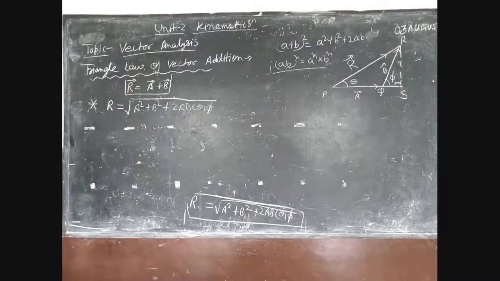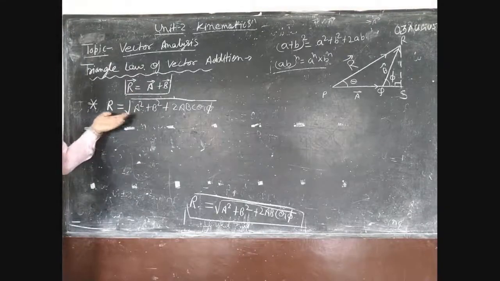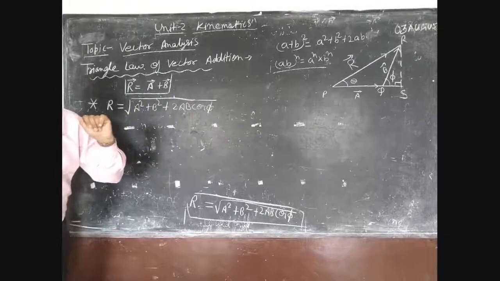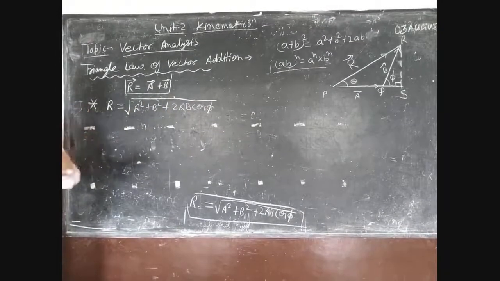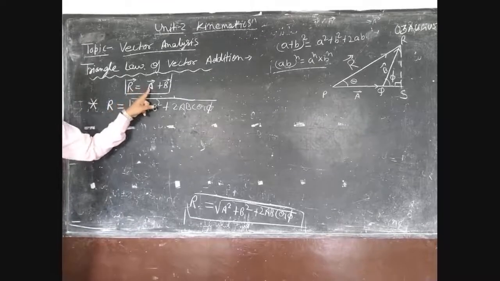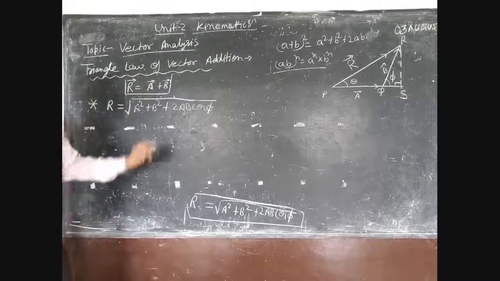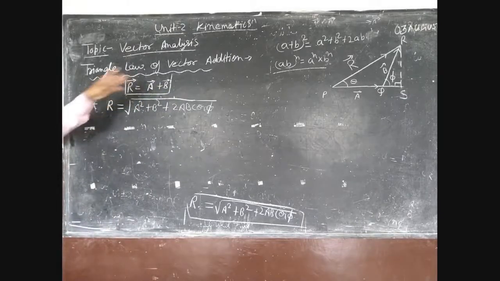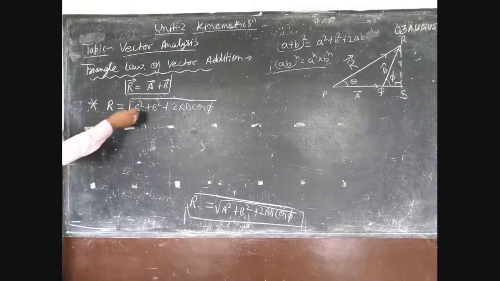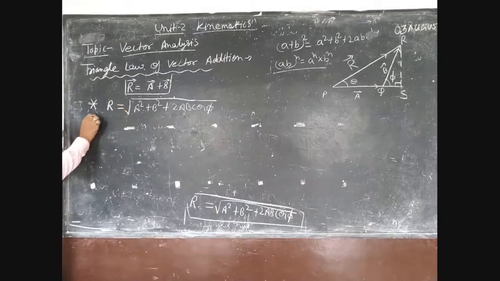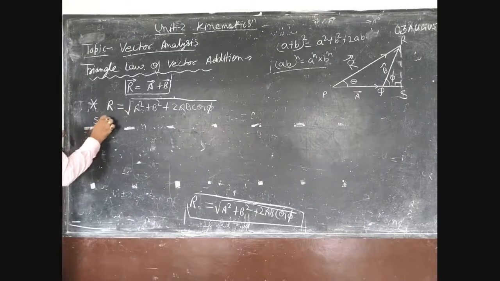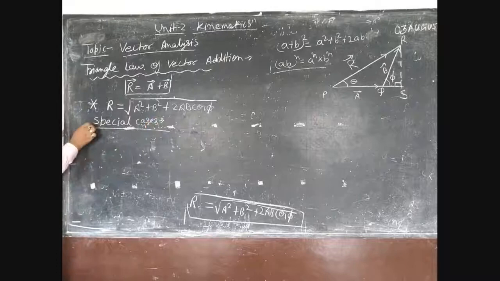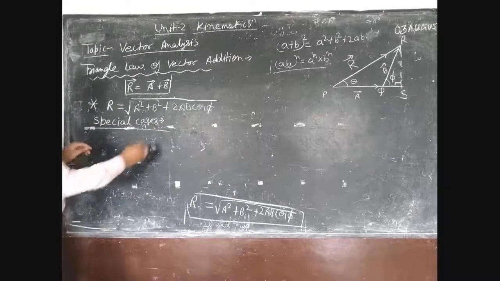Okay, now we get R squared is equal to A squared plus B squared plus 2AB cos phi. But we need to derive this relation, R equal to vector A plus vector B. For deriving this, or to find the resultant R in this form, we have after this some special cases. Special cases. What are the cases?